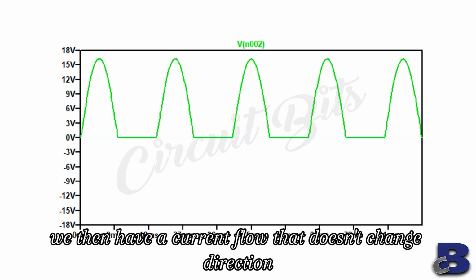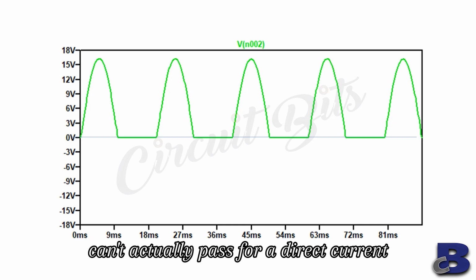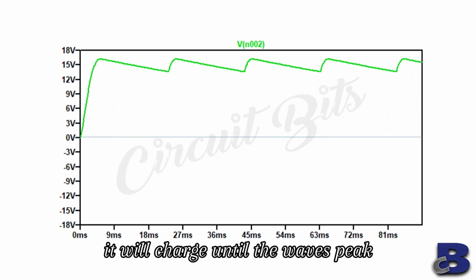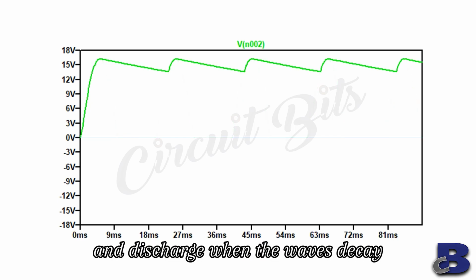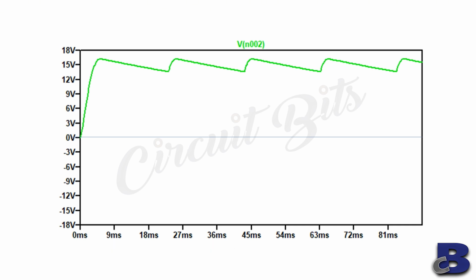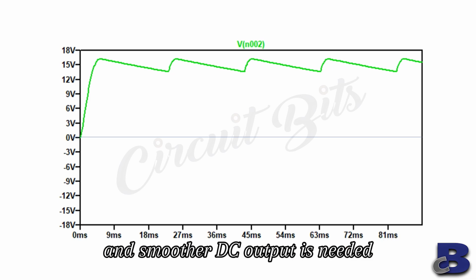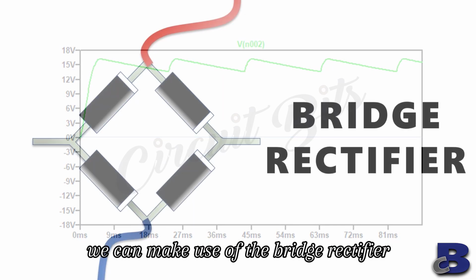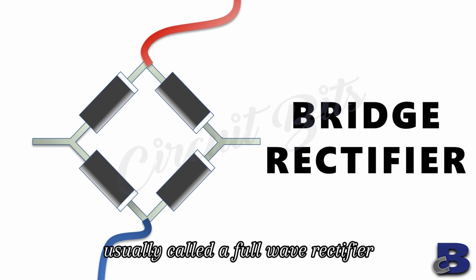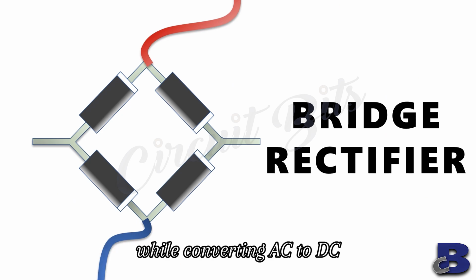We then have a current flow that doesn't change direction, but is bumpy. Can't actually pass for a direct current. But we can smooth it out by adding a capacitor. It will charge until the wave's peak, and discharge when the waves decay, filling up to give a smoother wave. In situations where higher efficiency or higher power and smoother DC output is needed, we can make use of the bridge rectifier. It is a smart arrangement of four diodes, usually called a full-wave rectifier, to utilize current flow from both directions while converting AC to DC.